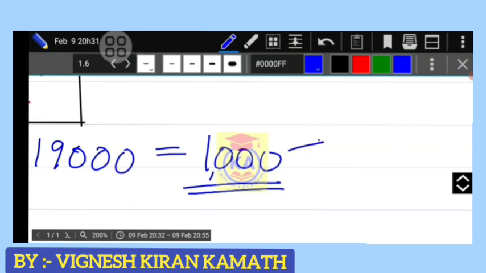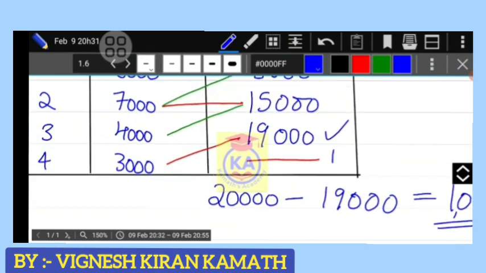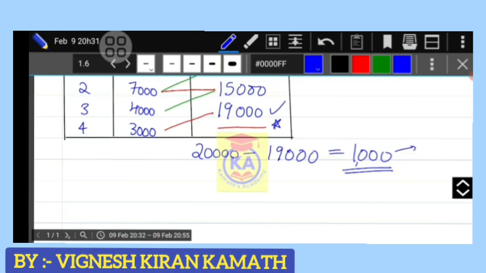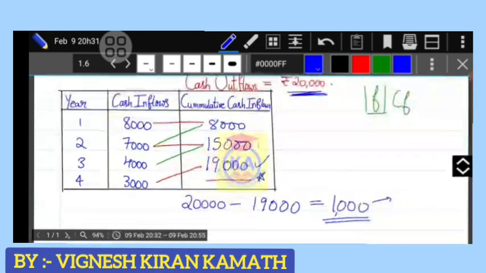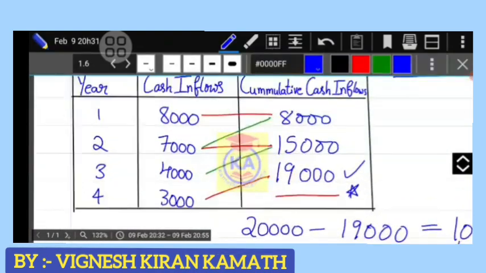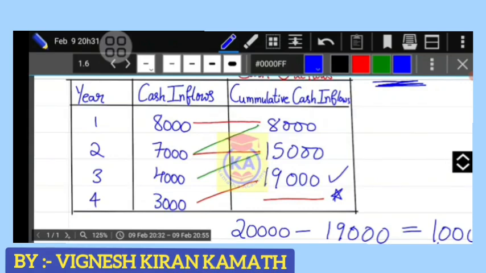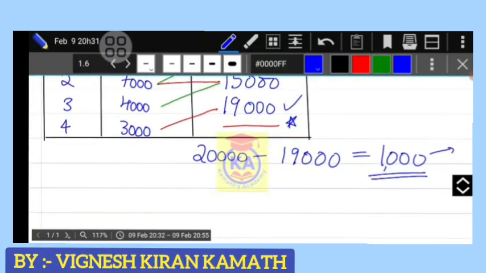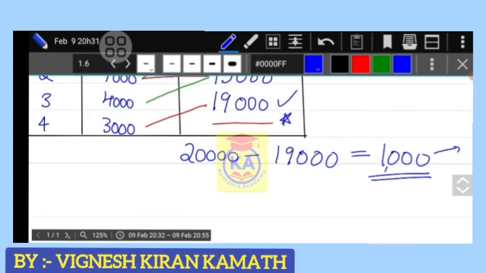This is the remaining amount. This I will be getting from the fourth year. Okay, this value I am getting from fourth year, but in the fourth year the cash inflow is 3,000, right? Here I want only 1,000. Now we have to find how many months it takes to get 1,000.